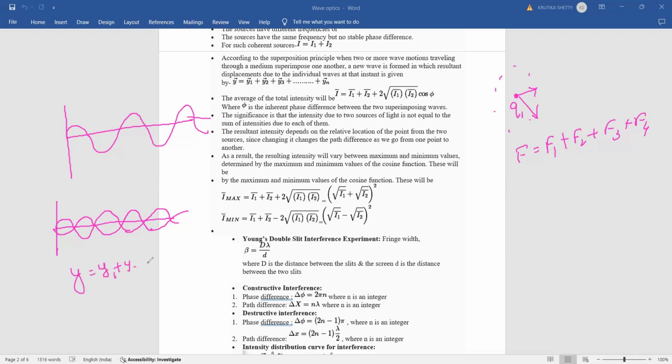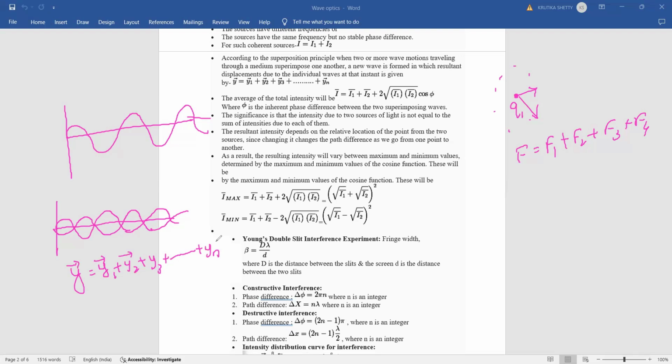This is due to individual waves, we can say here. As you know, displacement is a vector quantity. So according to the superposition principle, the displacement of the resultant wave that we are getting is due to the individual waves at that instant. At that instant, due to the individual waves, this is giving you the superposition principle.